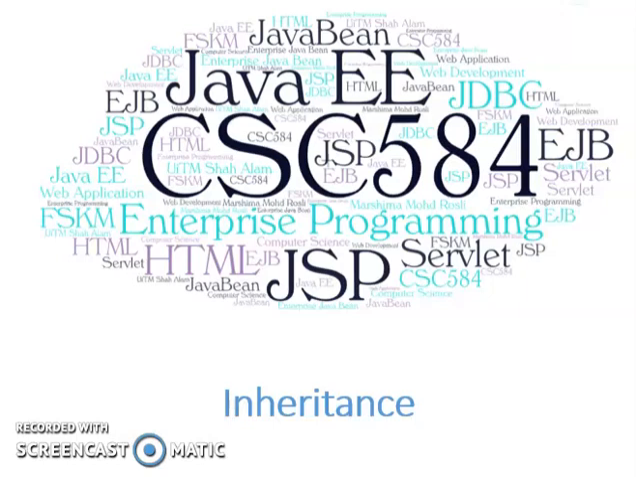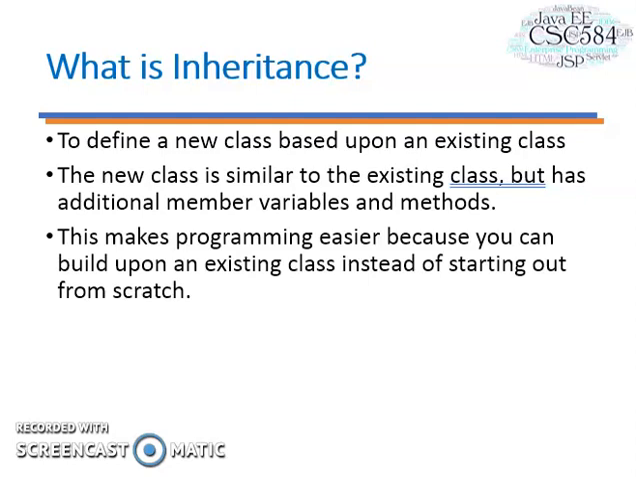Let's get started. First of all, what is inheritance? Object-oriented languages have a feature called inheritance. Inheritance enables you to define new classes based upon an existing class. The new classes are similar to the existing class but have additional member variables and methods. This makes programming easier because you can build upon an existing class instead of starting from scratch.